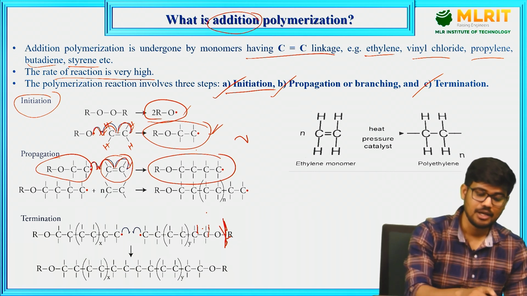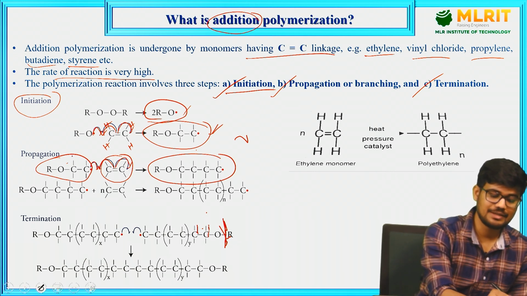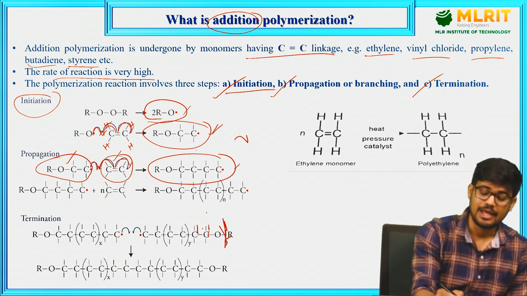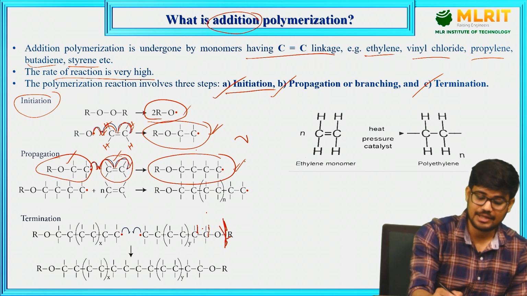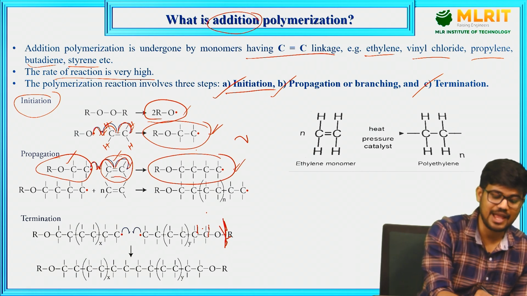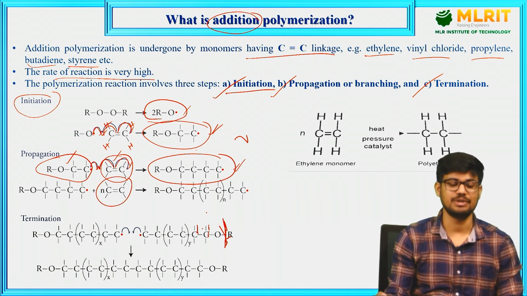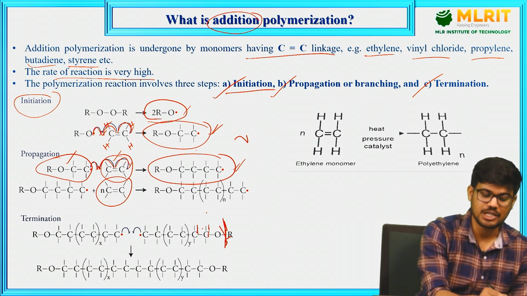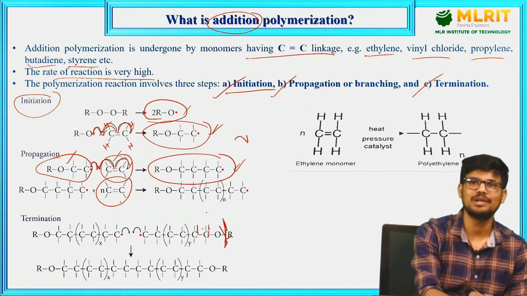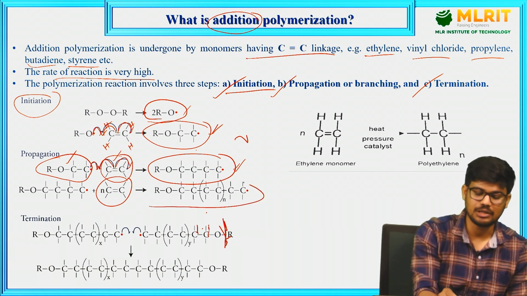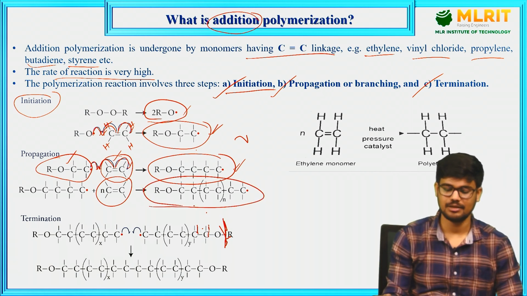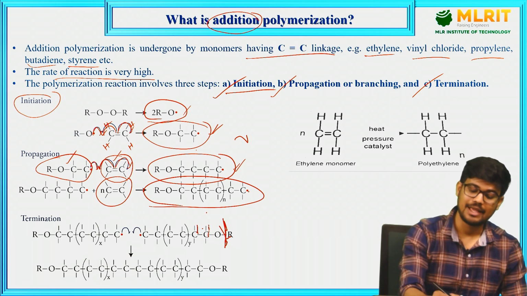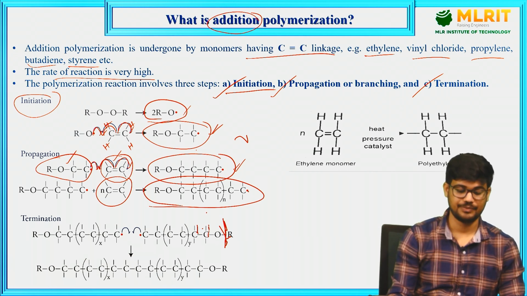What does it mean? This radical is reacting with the second monomer unit, and we get one radical. Again this radical will react with other monomer units. For example, if n number of monomer units are present, it will react with the other n monomer units, and we will call this a polymer radical. So at the propagation step, we are getting another radical product.